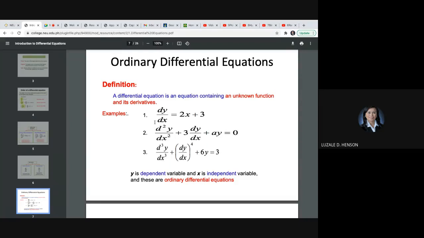Now, let us verify the degree and the order. This is of order what? Order 1. This one is an order 2, because the highest derivative is 2. This is of order 3. Okay, this is of order 3. This one is first order of degree 4.